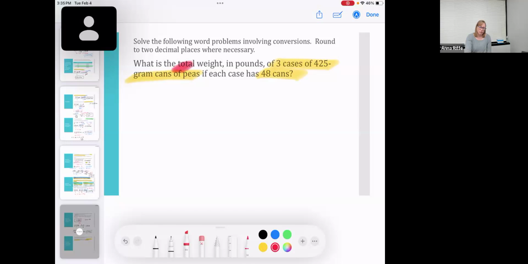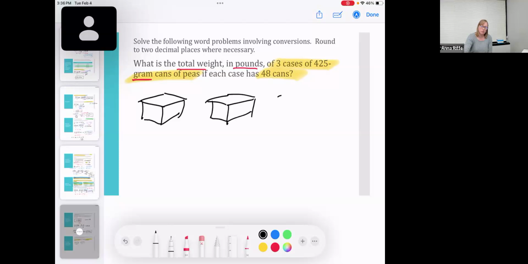We are asked, first of all, to find the total weight. And we're asked for it specifically in pounds. We are given the number of cases and the number of grams, so that's the weight of each can of peas. It might be a good idea to start this one out by figuring out what's the total weight that we have in grams. Looks like we have 3 cases of cans of peas.